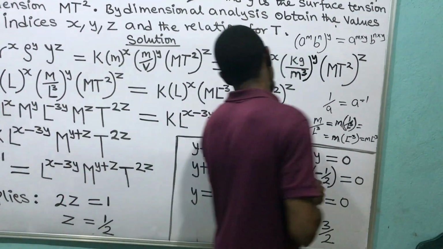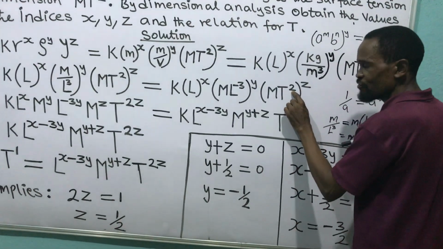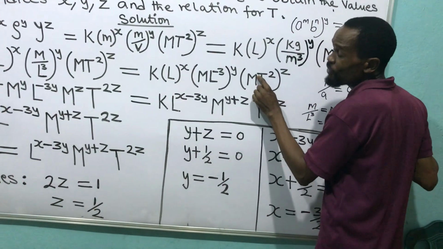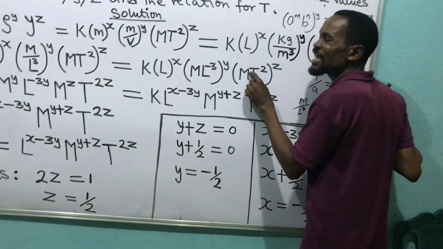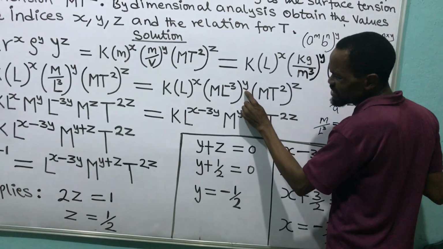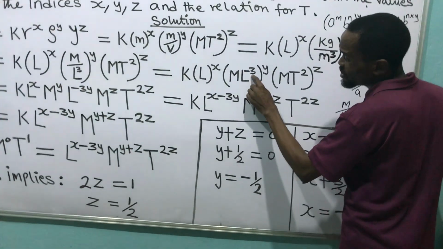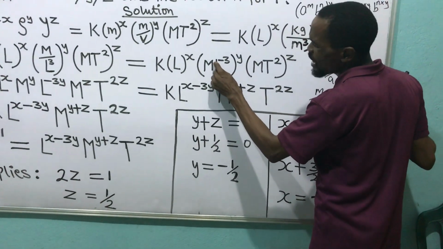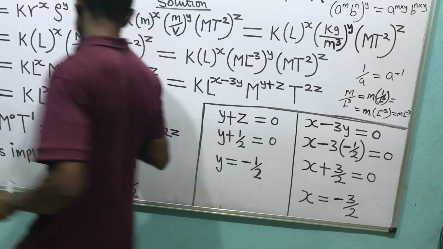If I open this bracket, look at what I mean. If I open this bracket now, this power will multiply the power of T, which gives me 2z. This power will multiply the power of M, which is 1. Power of M here is 1. 1 times z will give me M raised to power z. And this will give me T raised to power 2z. The same thing is applicable here. This power will multiply the power of L, which gives me minus 3y. Then this power will multiply the power of M here, which is 1. 1 times y will give me M raised to power y. And that's what we have here.